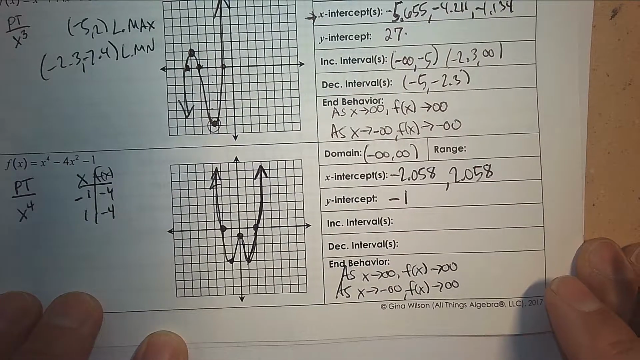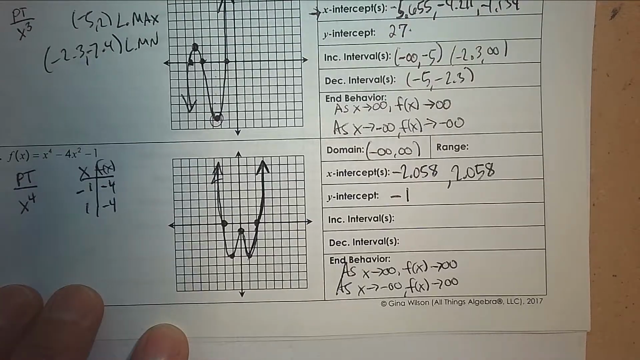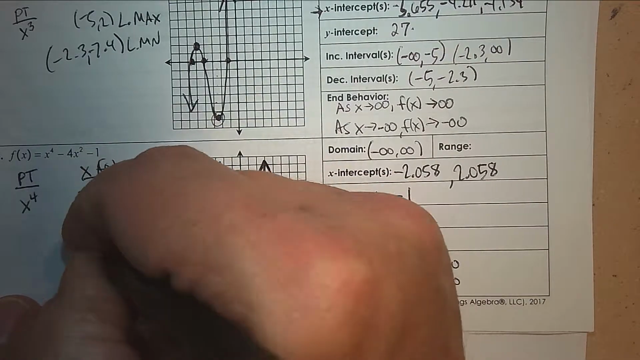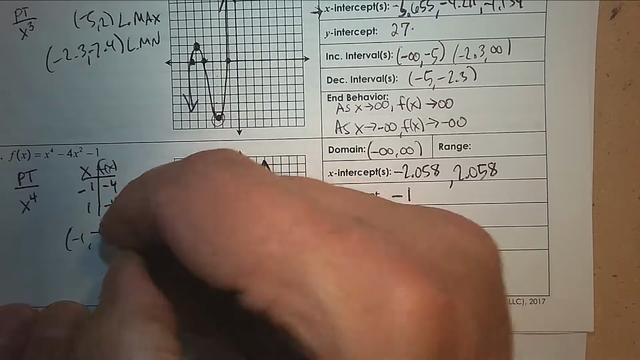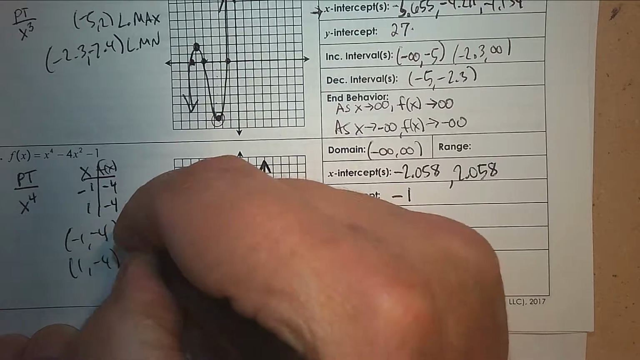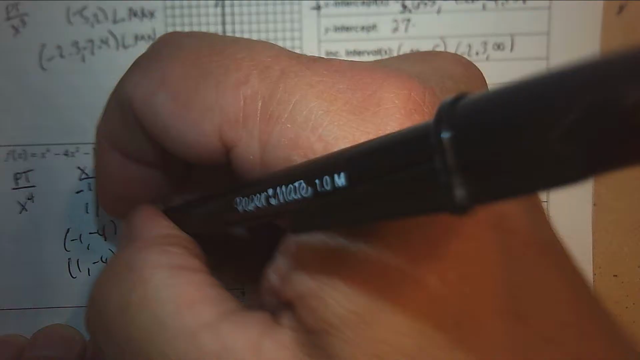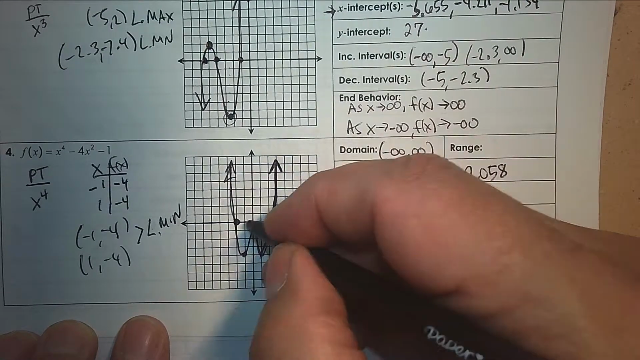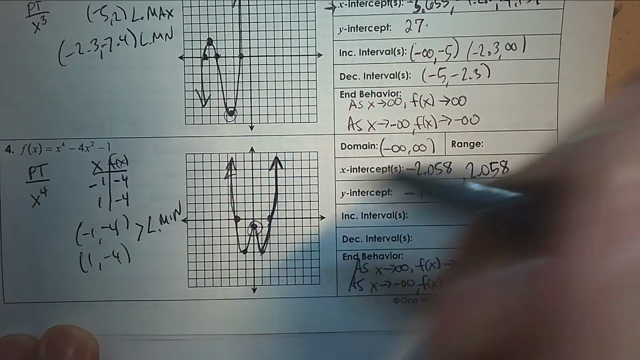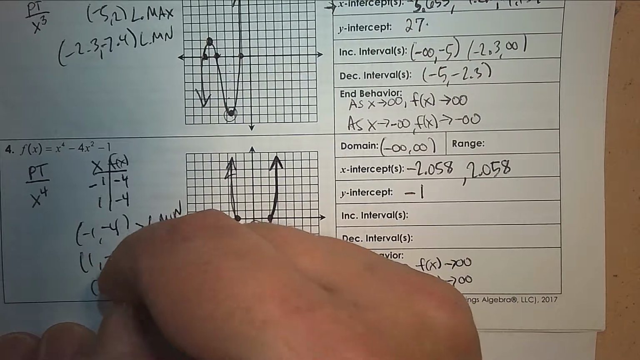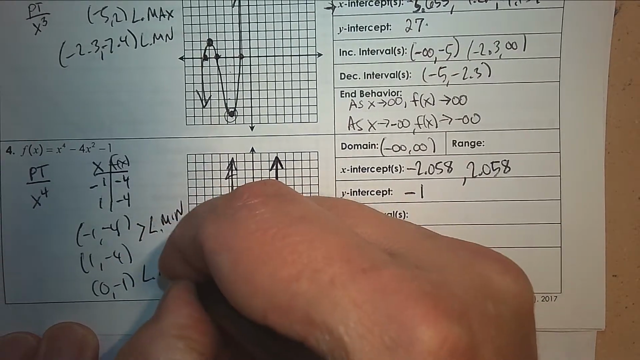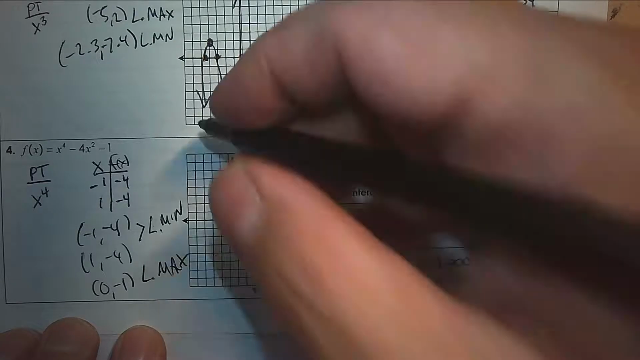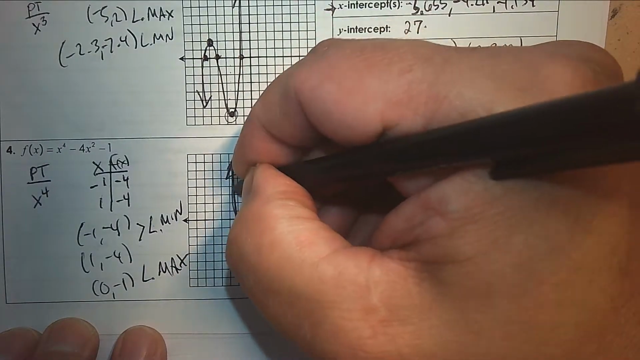And now we have our graph. So what is (-1, -4), and what is (1, -4)? Both of them are called local minimums. Do you know where the local maximum would be? At (0, -1) would be a local max. We only have a maximum or minimum if the graph is turning at that point, so it can't be in the middle of an interval.